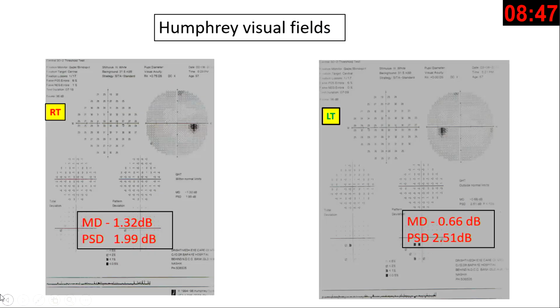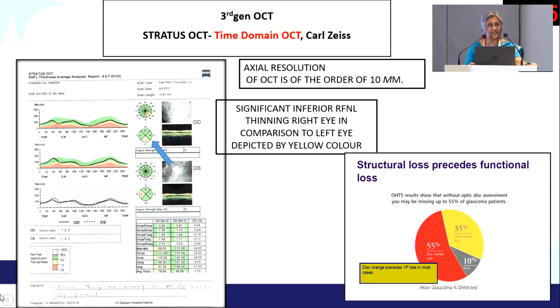His Humphrey visual fields were absolutely normal, and because it was in 2010, he was then taken up for the Stratus time domain OCT by Carl Zeiss. It's very easy to see that where my marker is there in the blue, there is a definite area which is borderline. Now, the axial resolution of this OCT is only up to 10 microns. We find that there is significant inferior RNFL thinning in the right eye in comparison to the left eye, depicted by yellow color. Is that significant?